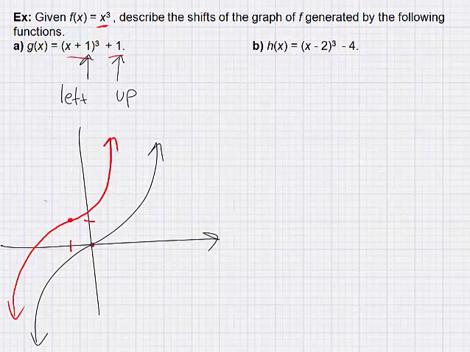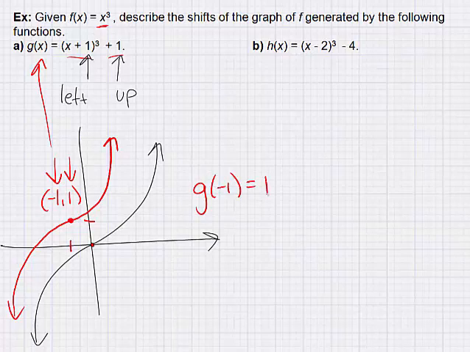And I think your best bet is to label that point, -1, 1. Why do I want you to label that point? Well, it's a good way to check to see if you did this right. If I plug this x value into this function, I should get this y value. So if I find g of -1, I should get 1. If I don't, then I moved the graph in the wrong location.